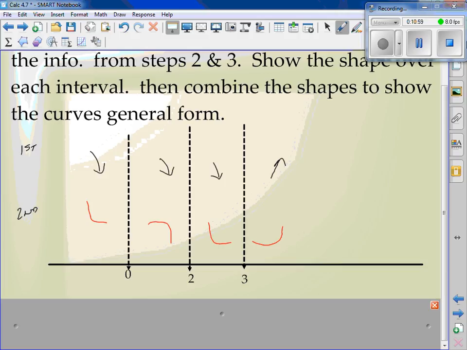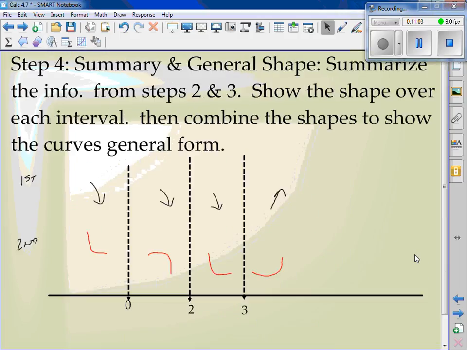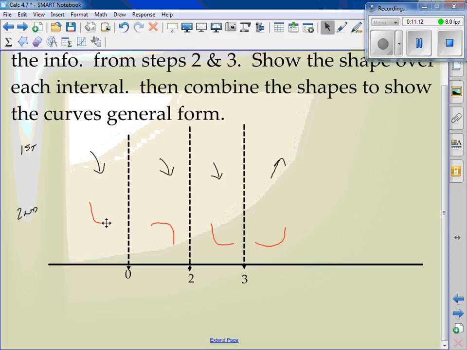Okay? Because what I'm going to end up doing is we're going to graph this. There's a lot of steps to this. This is going to connect with this. This is going to connect with this, and this is going to connect with this. And it's going to be one entire graph.